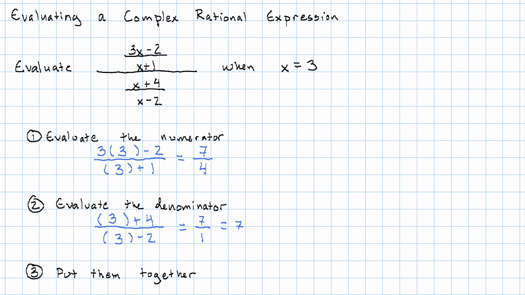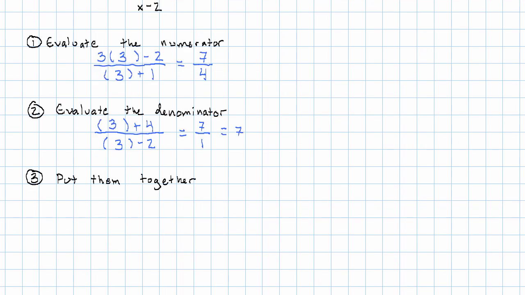And now we put them together. What does that look like? In our numerator, we have 7 over 4. And then in our denominator, we have just the number 7. So we're going to put these together, we just interpret this main fraction bar as division. So we have 7 over 4 divided by 7.